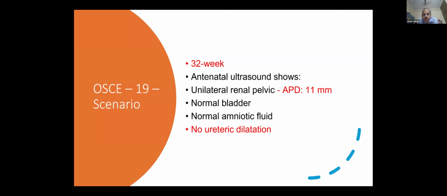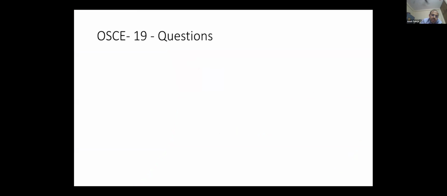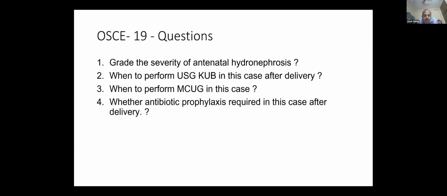Second last question, this is on antenatal hydronephrosis. At 32 weeks of gestation, we are seeing an anteroposterior diameter, APD, of 11 mm. There is no ureteric dilatation. Bladder is normal. Amniotic fluid is normal. There is no oligohydramnios. 32 weeks, 11 mm. The question is, what is the severity of antenatal hydronephrosis? When to perform ultrasound KUB? When to perform MCUG? Whether to give antibiotic prophylaxis in this case?